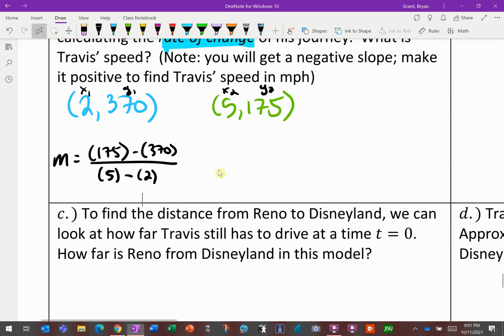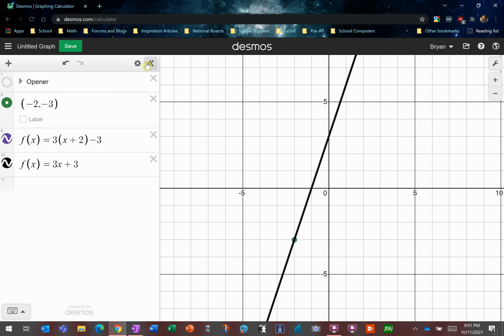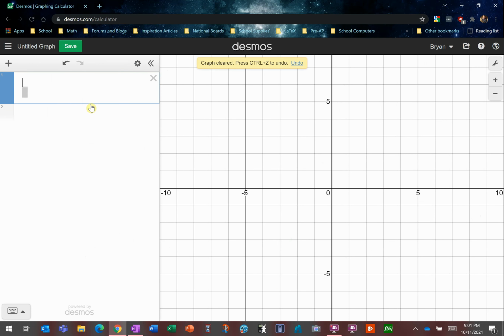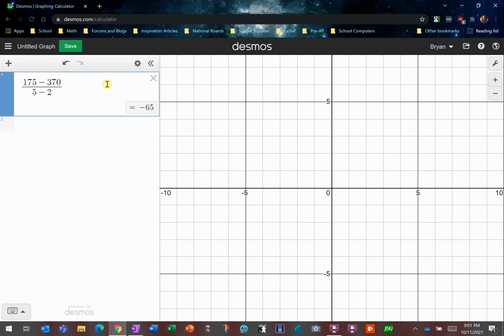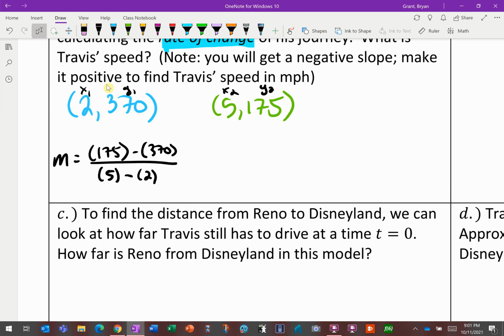So I have 100. Actually, let's clear all this out really quickly. I have a fraction, and then 175. Oops, nope, top of the fraction. 175 minus 370 over 5 minus 2. There we go. It looks like we got negative 65.